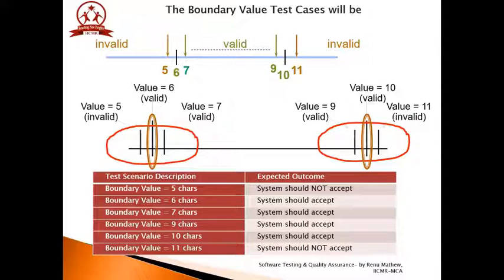1 less than the exact boundary will be 5 characters and 9 characters, where 5 characters belong to the invalid class and 9 characters fall in the valid class. One more than the precise boundary will be 7 characters and 11 characters, where 7 characters belong to the valid class and 11 characters belong to the invalid class. So altogether, 6 test cases will be required to completely test the password field.